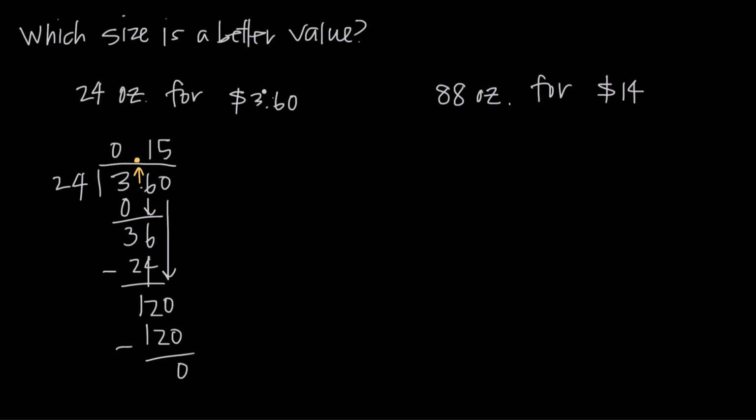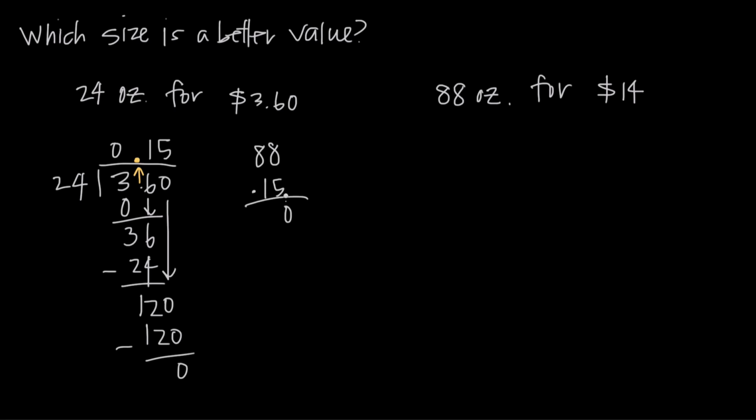If the price per ounce of this option is 15 cents, then we can take that value and multiply it by 88 ounces. If we get a dollar amount that's greater than 14, then we know that this is the better deal. If we get a dollar amount that's less than 14, then we know that this first option is a better deal. So let's take 15 cents and multiply it by 88 ounces. We're going to say 88 ounces multiplied by 0.15 for 15 cents.